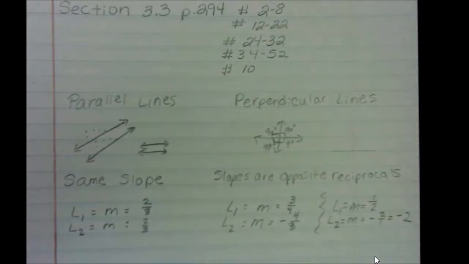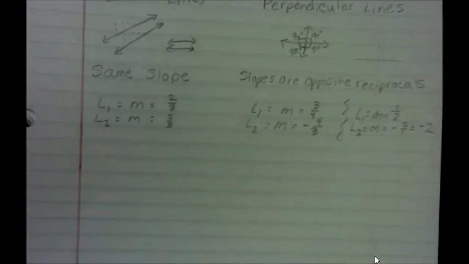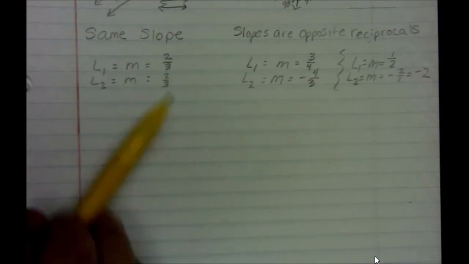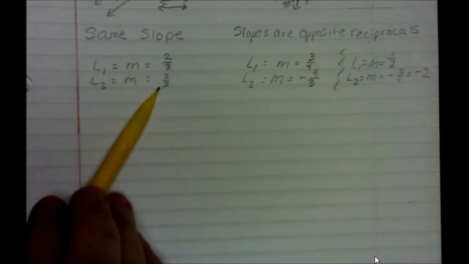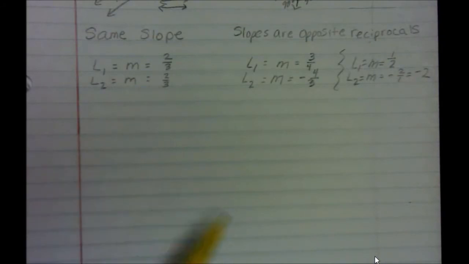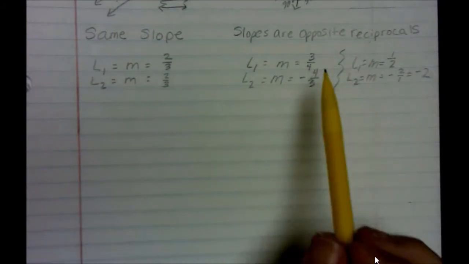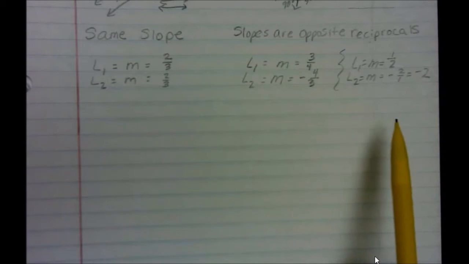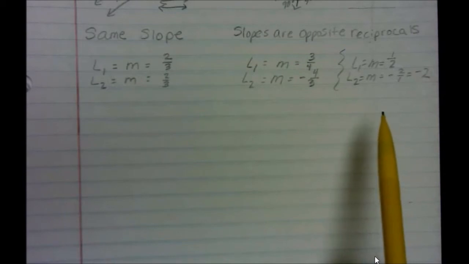So in this first section on numbers 2 through 8, we are going to determine whether each pair of lines is parallel, perpendicular, or neither. So again, we have to find the slope. If they are parallel, they are going to have that same number. So the first line is going to have the same slope as the second line. If they're going to be perpendicular, then they have to be opposites. So one has to be positive, one has to be negative, and they have to have the reciprocal. So we would flip that fraction. That's the only way you can get perpendicular lines.